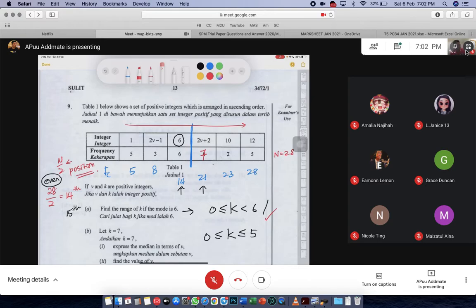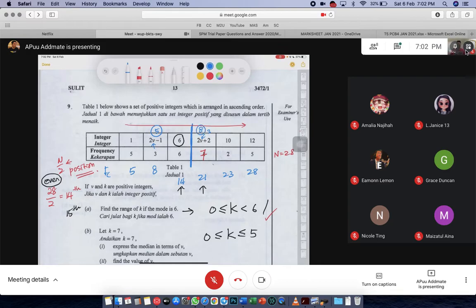3 rasa-rasa boleh tak? Boleh. Okay, cuba gantikan. Kalau 3 ganti kat sini, 2 times 3 is 6, and then 6 minus 1 is 5. So 5 kat sini boleh. Then yang di tepi tu pula, gantikan ini jadi 3. So 2 times 3 is 6, 6 plus 2 is 8. Oh, 8 macam logik kan? So ada 1, 5, 6, 8, 10, 12, ascending order, right?